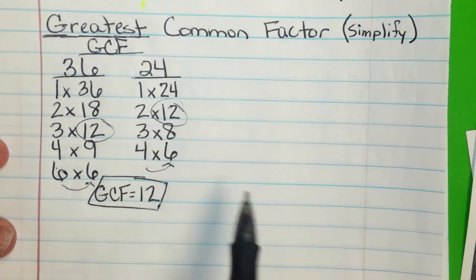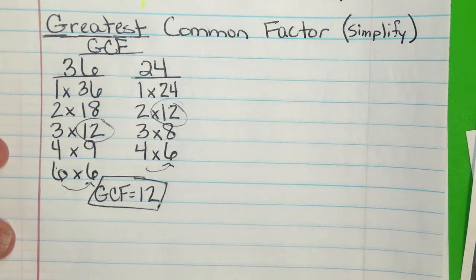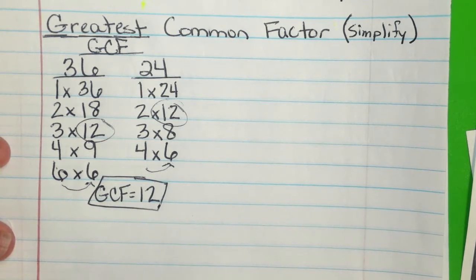They do have 2 in common. They have 3 in common. They have 4 in common. They have 6. Yeah, that's it actually. I was thinking 8, but they don't. So that is how you find the greatest common factor.